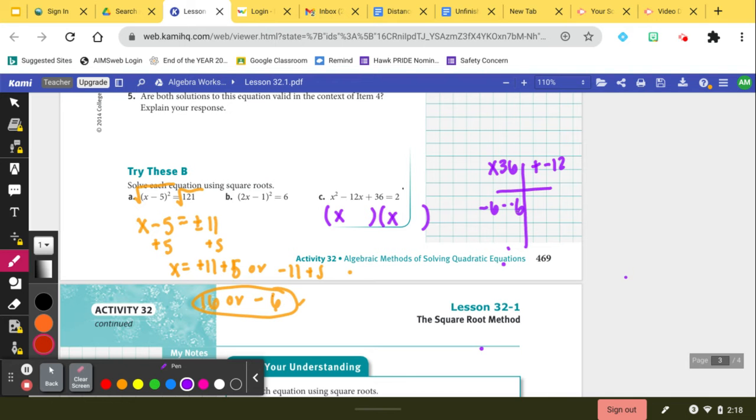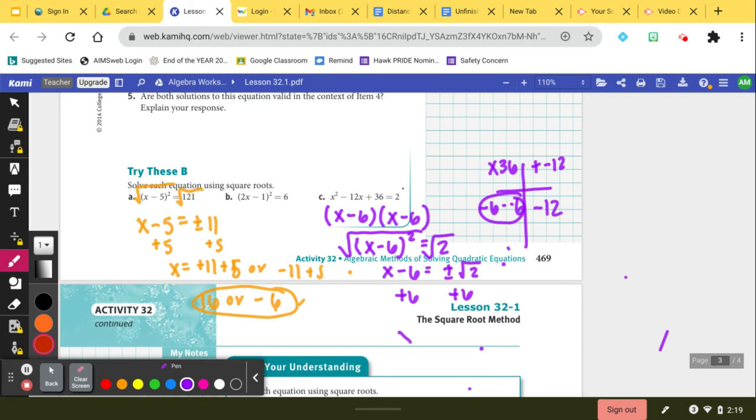So negative 6 times negative 6 is positive 36 and they add together to be negative 12. So it's actually the case that the two binomials are the same, x minus 6 and x minus 6, which again we can rewrite as x minus 6 squared equaling 2. So then again, solving this, we would square root both sides. So we get x minus 6 equals the positive or negative version of the square root of 2, which then we'd add 6 to both sides.